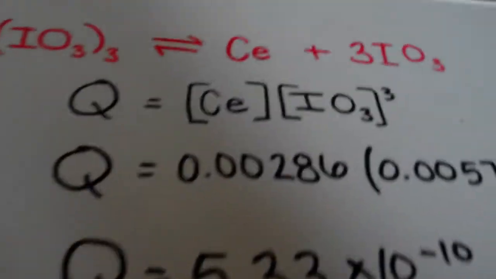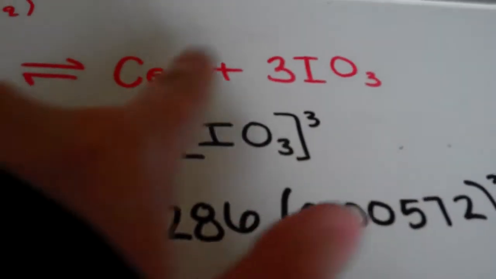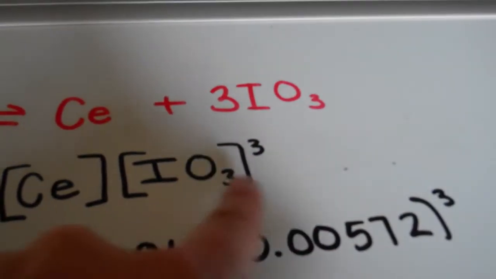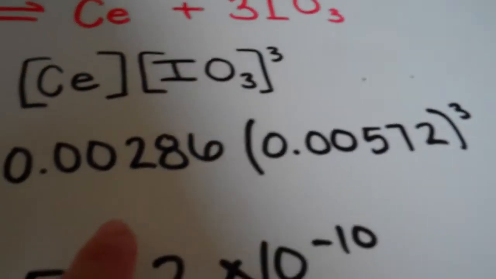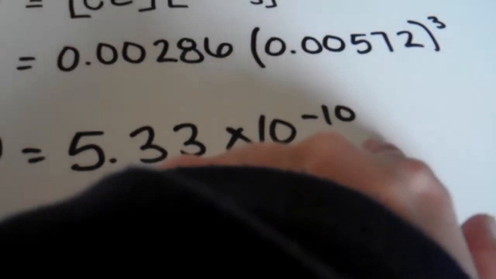So now we're going to come up here and plug them into our top equation. We're going to multiply this by this number cubed. Again, we get this number cubed because of the number of moles here in the front. So this one is cubed, and therefore this number needs to be cubed. When we multiply them together, we get 5.33 times 10 to the negative 10th.